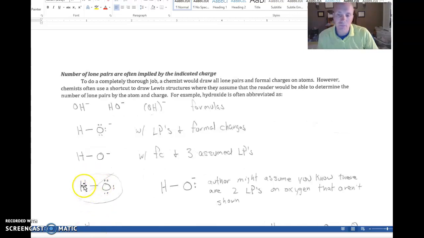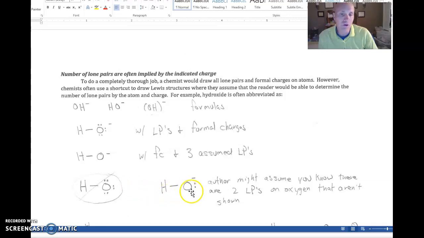All right, just want to point this out. In general, you would never show a Lewis structure where you show the lone pairs, but you do not show the formal charge. If there is a formal charge as a result of the number of lone pairs that are around the atom, you would be obliged to show that charge.